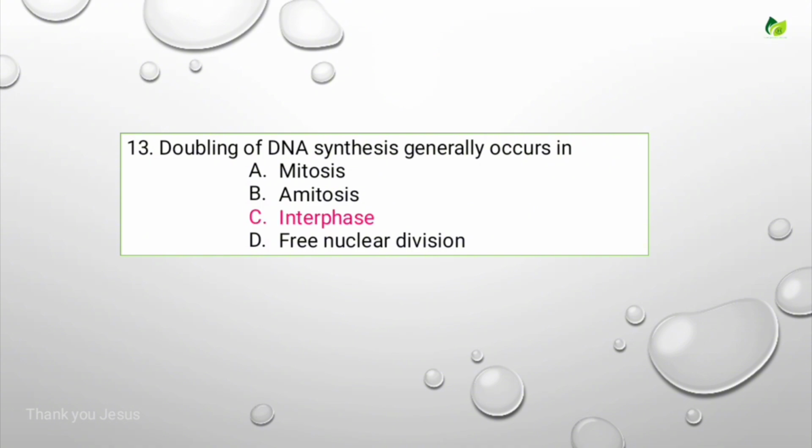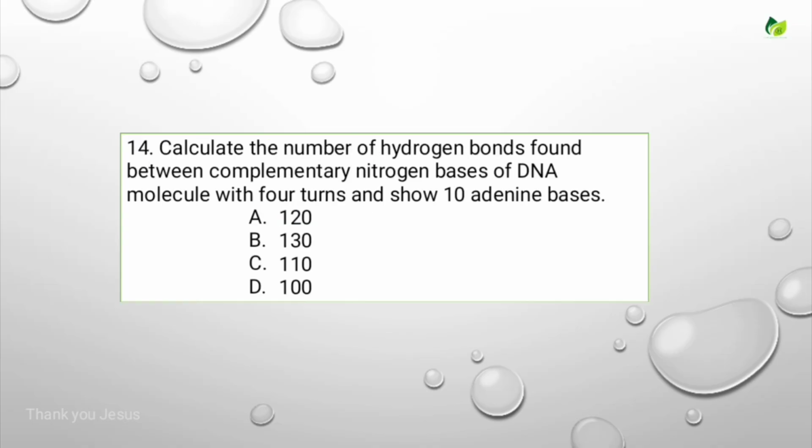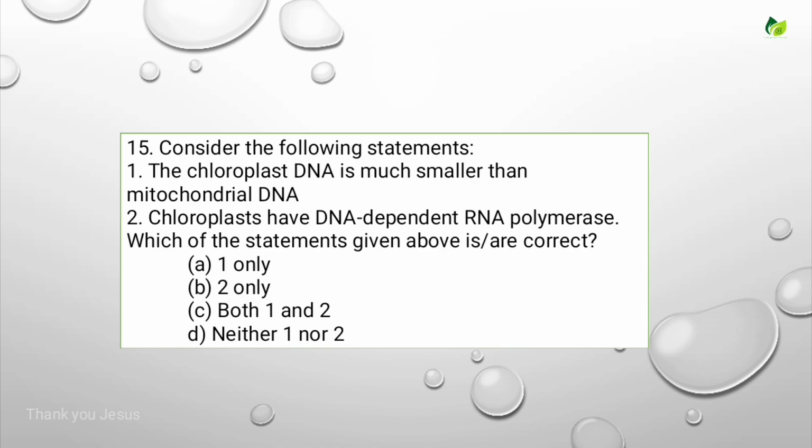There the DNA is duplicated in the S phase. S is nothing but synthesis phase. Let's see the next question. Calculate the number of hydrogen bonds found between complementary nitrogen bases of a DNA molecule with 4 turns and 10 adenine bases. So options are 120, 130, 110, 100. For this, the correct answer is 110. Let's see the next question.